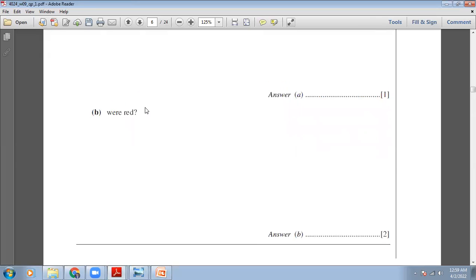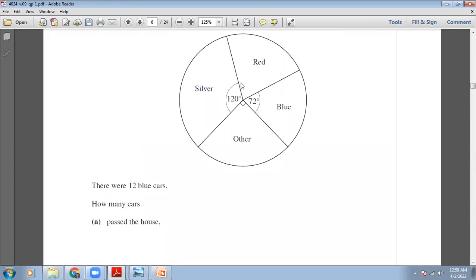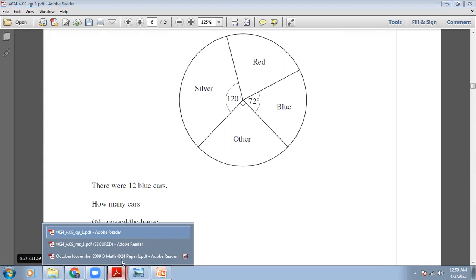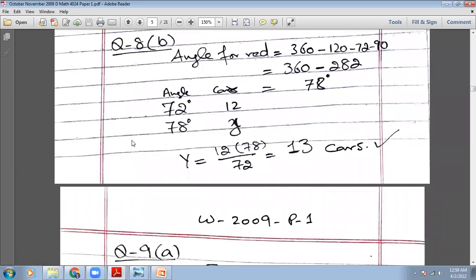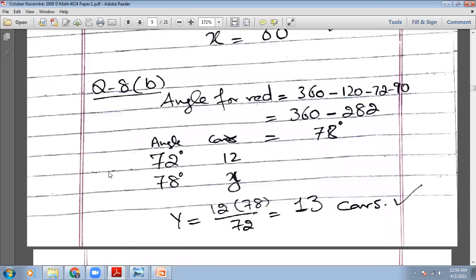Then the question is, how many of the cars were red? So first of all, I will find what is the angle for the red, and then I will use the method of proportion and I will be able to tell you the answer. So the angle for the red will be 360 minus 120 minus 72 minus 90. So it will be 360 minus 282 and that will be 78. So if 72 degrees means 12 cars, then the 78 angle means how many cars? So y equals 12 into 78 divided by 72, and that will be 13 cars.